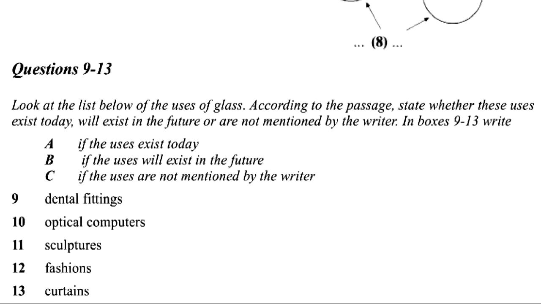Here is classification. Look at the list below of uses of glass. According to the passage, state whether these uses exist today, will exist in the future, or not mentioned by the writer. In boxes 9 to 13, meaning on the answer sheet, we are supposed to write A, B, C. For example, if the glass is being used for dental fitting, we shall write A. If the glass will be used in the future for dental fittings, we will write B. If there is no information on this in the passage about the use of glass for dental fitting or will be used in the future, then we shall write C. Alright, this is the type of classification.